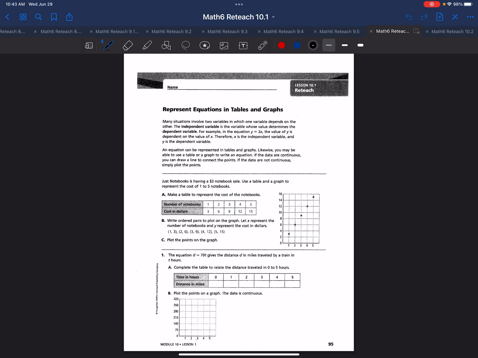Let's start with our vocabulary for today's lesson. I encourage you to write this down in a notebook. Okay, so we have independent variable, dependent variable, and then the other thing I want to review is ordered pairs. So we have independent variable, then we have a dependent variable.